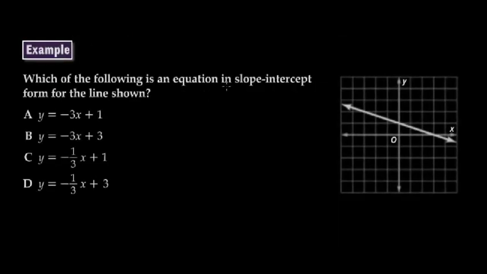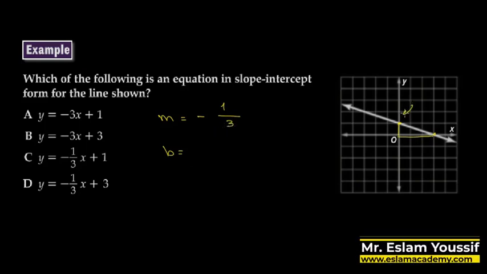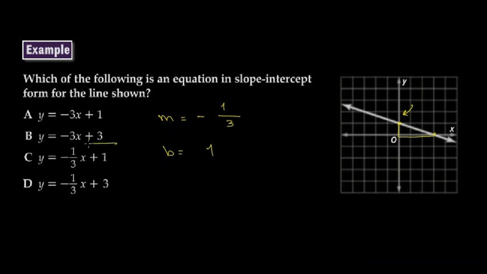Which of the following is an equation in slope-intercept form for the line shown? To find the equation of the line, we need to find the slope and y-intercept. Number 1. The line is decreasing, so the slope must be negative. Now we have 2 points, the x-intercept and y-intercept. It's going down by 1 and going to the right 3 units, so it will be negative 1 over 3. And the line intersects the y-axis at the point 1, and that's the y-intercept. So the equation with the slope negative 1 over 3 and y-intercept equals 1 is C.